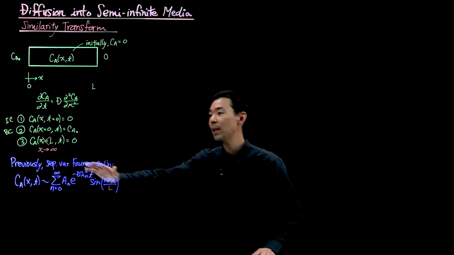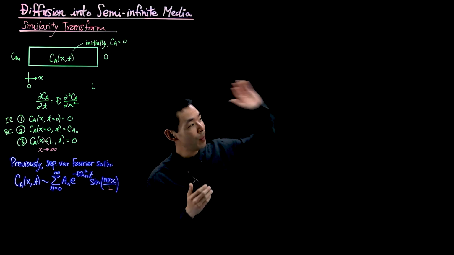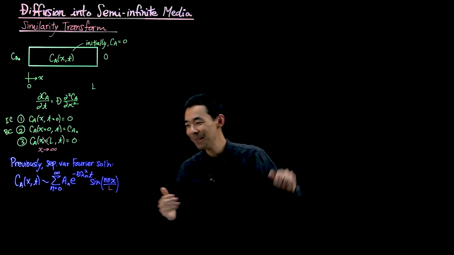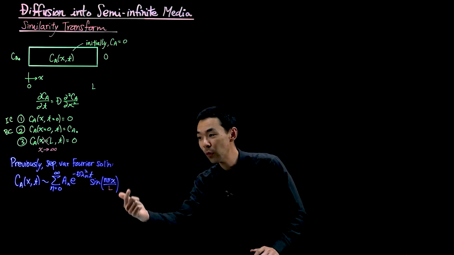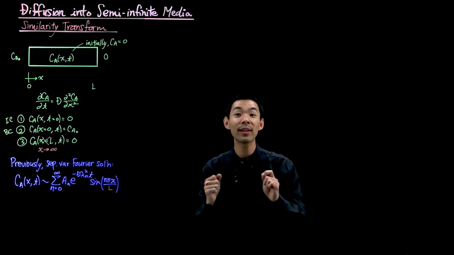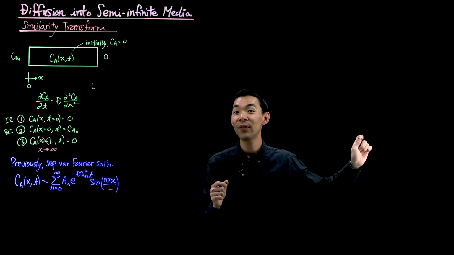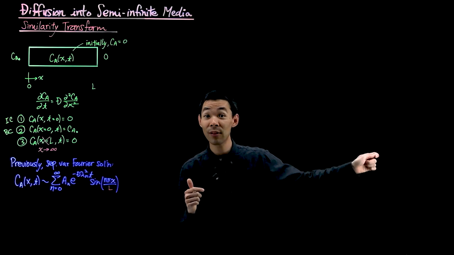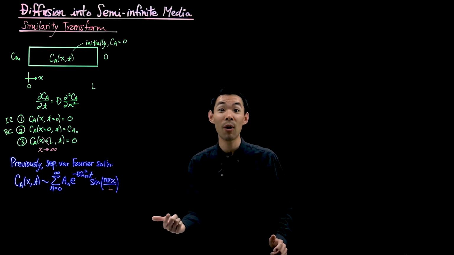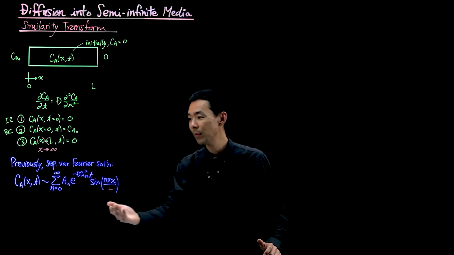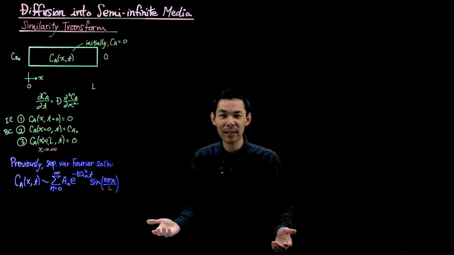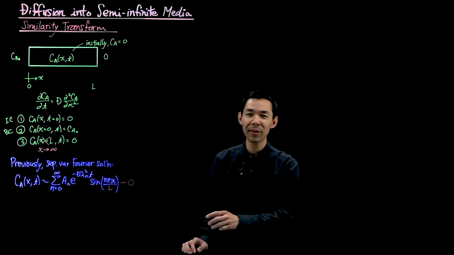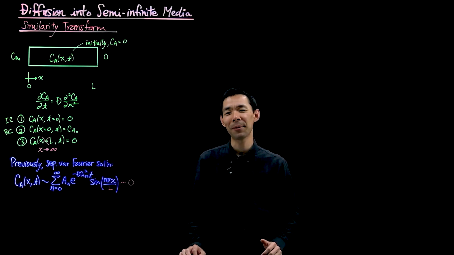But because now our L, the domain size, is jetting out to infinity, if you were to just brute force it and say, OK, I'm just going to use my Fourier series solution and let L jet out to infinity, then we're going to have sine of a denominator going out to infinity, and therefore sine of 0. So this would imply that the concentration everywhere would just be 0, which clearly isn't the right answer.